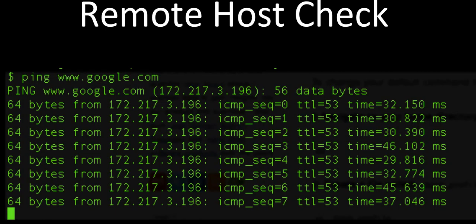Like in this example, we are doing ping www.google.com. So the packet is going and then coming back. It's going to this IP address and it's coming back. After every interval, the packet goes and we get the time in which the packet comes back. So that is the use of the ping command: over time we are seeing that google.com is up.